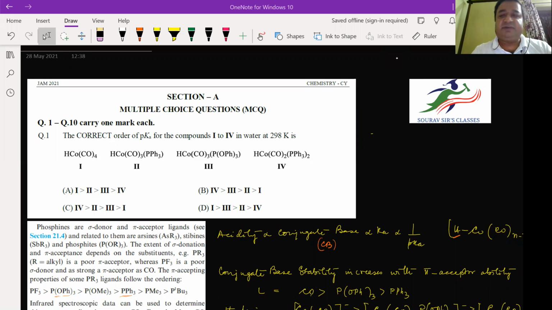And today I will be discussing the JAM 2021 paper. And we will be going through mostly the inorganic and the organic questions that were asked over here.